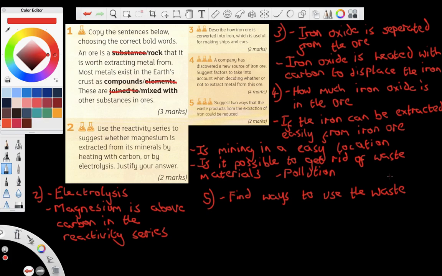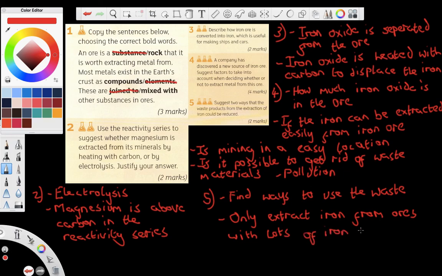And you could have also said only extract iron from ores with lots of iron in. So only extract iron from ores with lots of iron to reduce the waste.